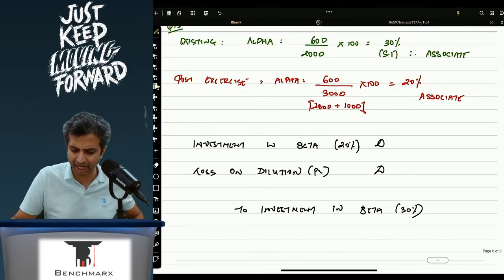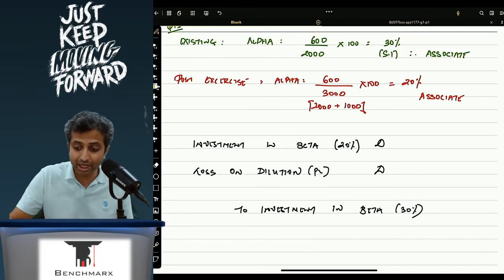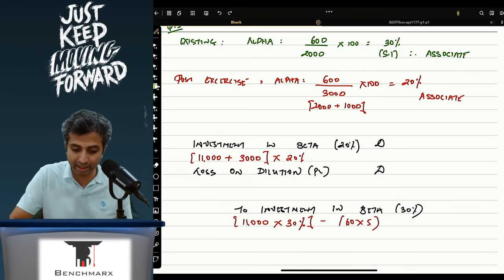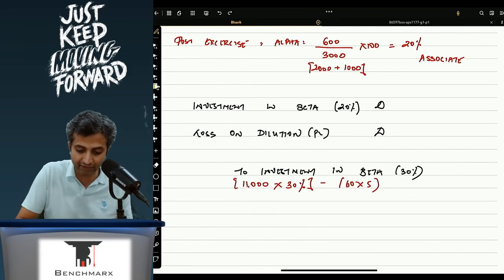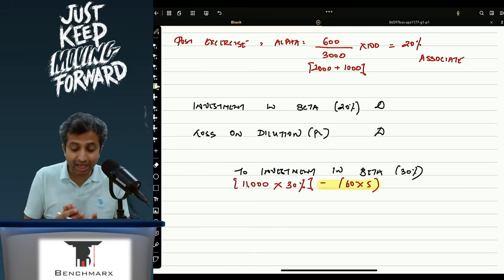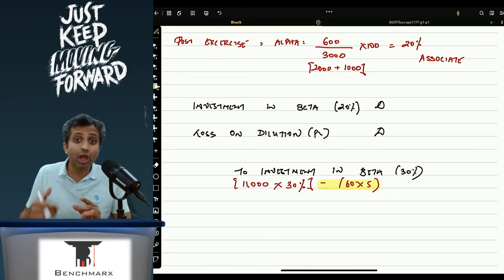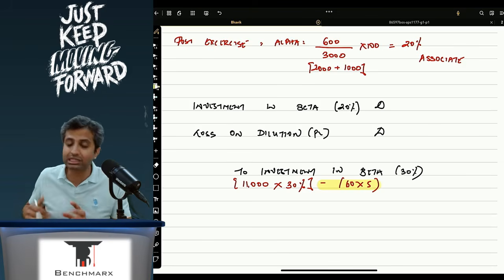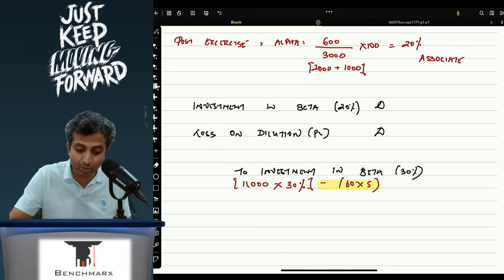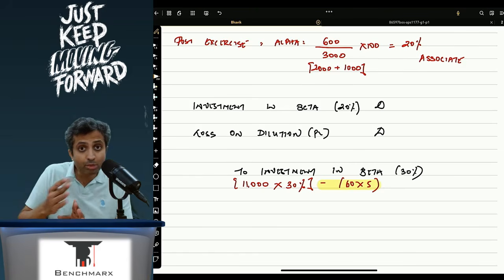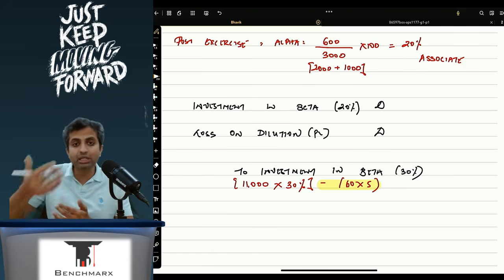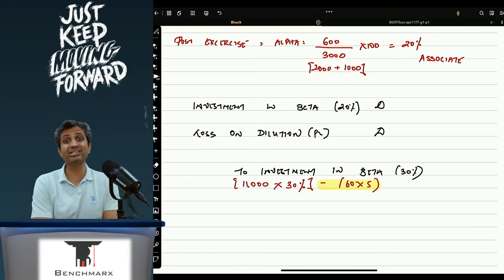They say that, okay, I will credit the investment by 3,300. However, your investment would be credited actually by 11,000 into 30% minus 60 into 5. So 11,000 into 30% is perfect, 3,300. However, that investment would have been reduced in each of the years by 60 rupees for a period of 5 years, and hence that investment is now appearing, if I'm not wrong, at 3,000. So I'm removing investment of 3,000 and bringing in investment, new investment, which is 20%.